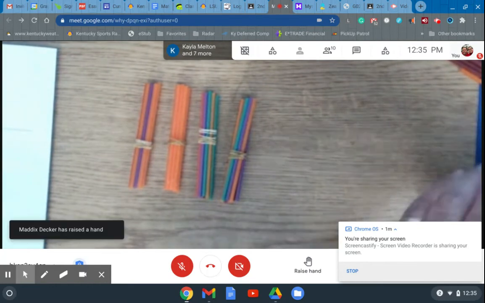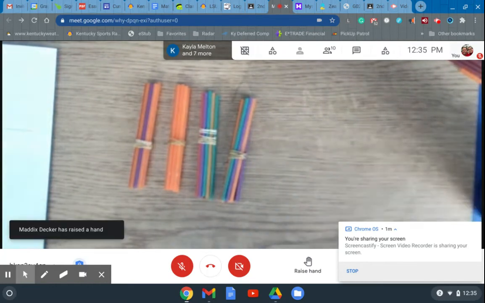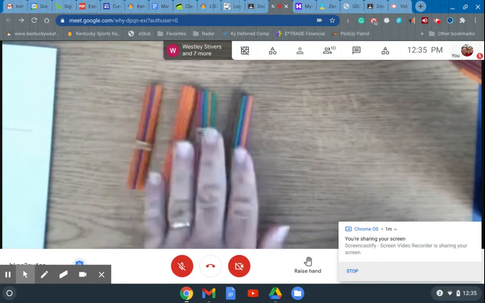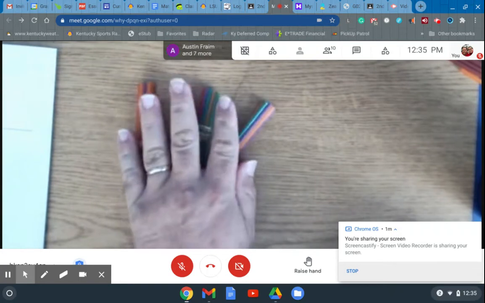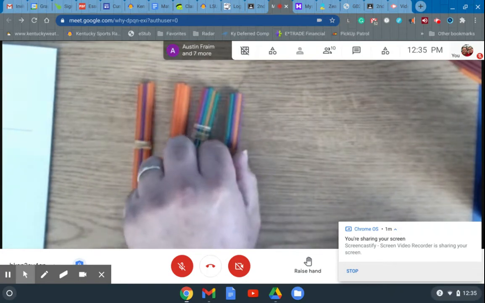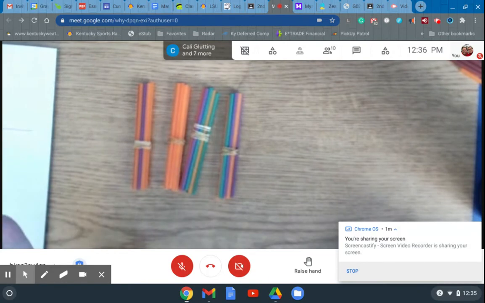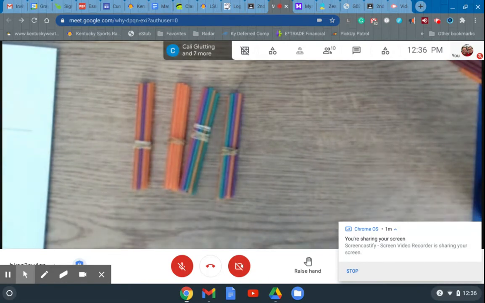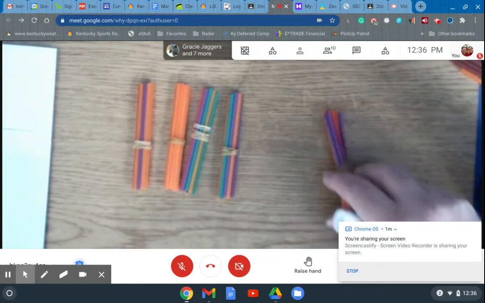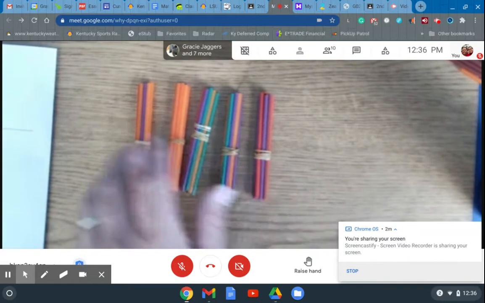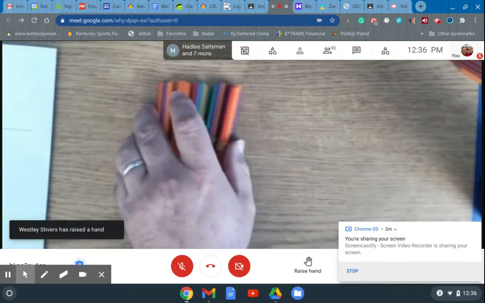Wow, I can see Kaylee now. So maybe when I call on people, your picture will come back in. So I have 4 tens here. That's what it looks like. Kaylee said it was 40. So I'm going to take one more 10 and add it to the group, and I'm going to push them all together.